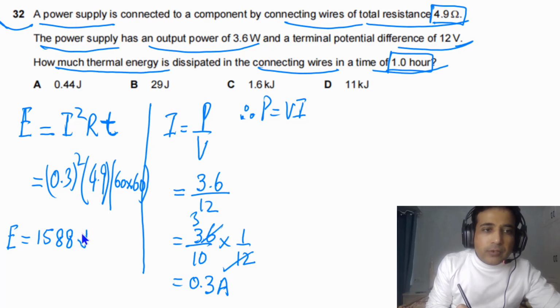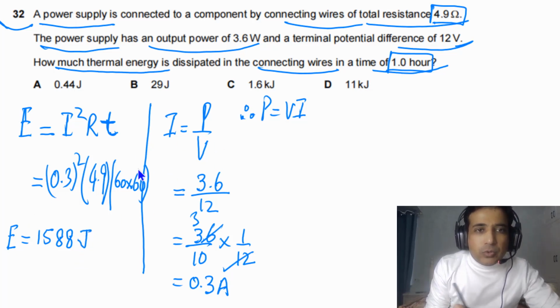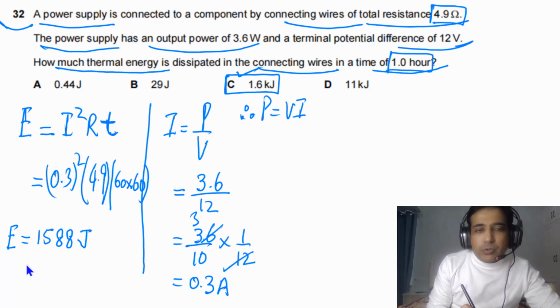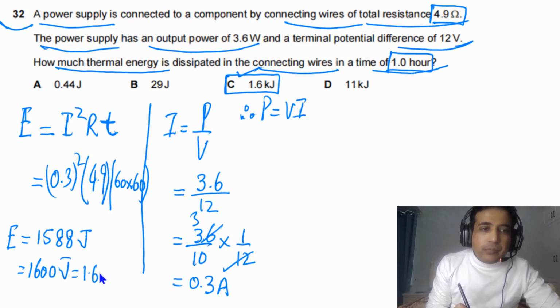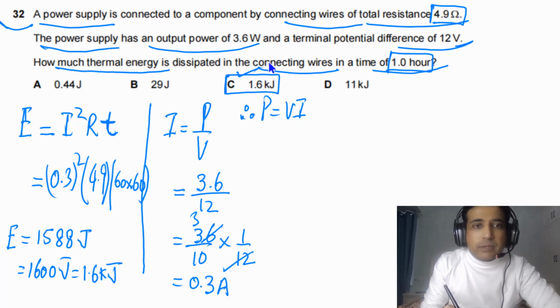So this is the value of E, and the closest answer is this one, C, 1.6 kilojoules. So the answer for this question is 1.6 kilojoules. Up to 2 SF we can write down, this one is 1600 joules, or we can say this is 1.6 kilojoules. So the answer for this question is C.